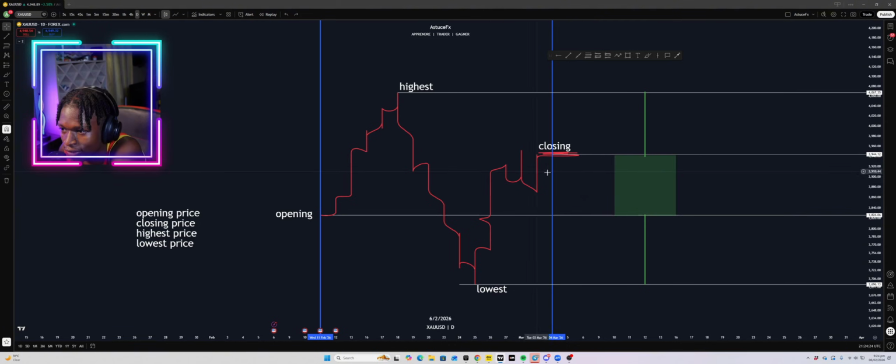Now, some candlesticks have a bigger body, some candlesticks have a smaller body, some candlesticks have no wick.